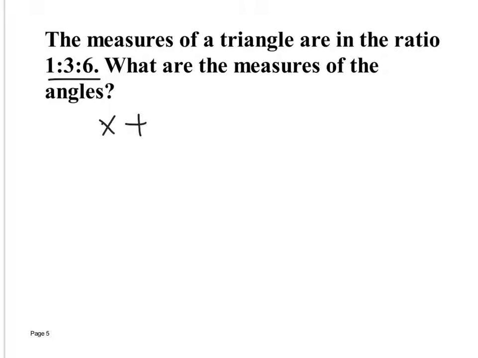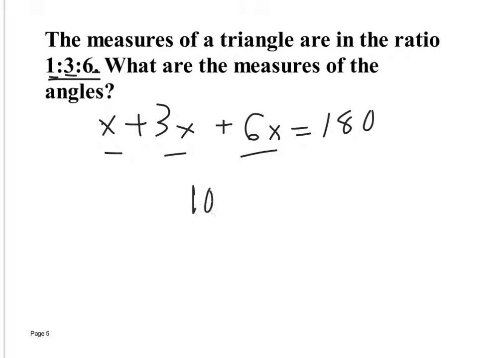What would be the next angle? 3x. And the next angle? 6x. All of these are based off here and here and here. So this equals 180. If you add up all the angles, it equals 180. So now I combine these. 1 plus 3 is 4. 4 plus 6 is 10. 10x equals 180, so divide both sides by 10. That gives you x is equal to 18.